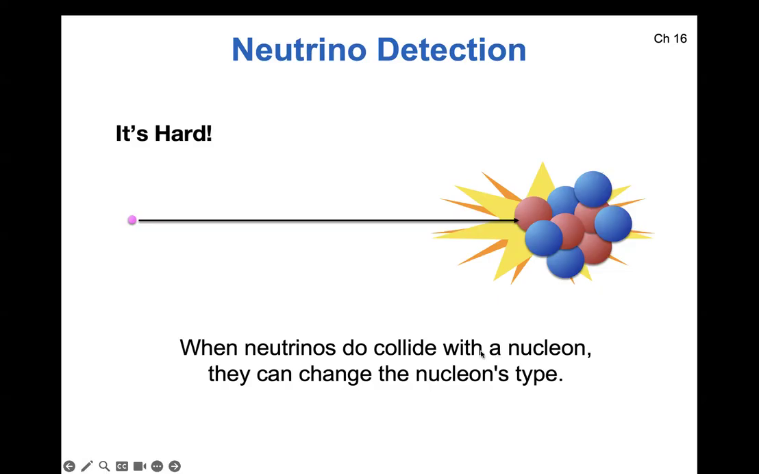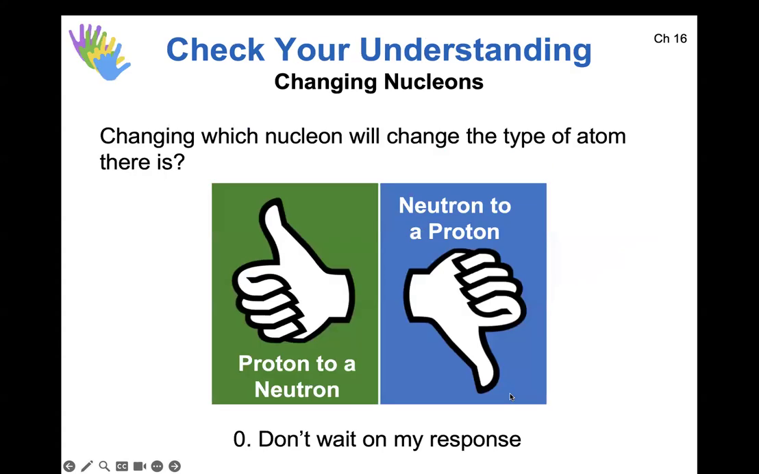So when neutrinos collide with a nucleon, again, they have to literally hit it head on, they can change the nucleon's type. Okay? And notice that they don't cause a major change. They just change the type of the nucleon. So changing which nucleon it is will change the type of atom there is. If you change a proton to a neutron, will that change the type of atom, as in the name on the periodic table? If you change a neutron to a proton, would that change the type of atom?